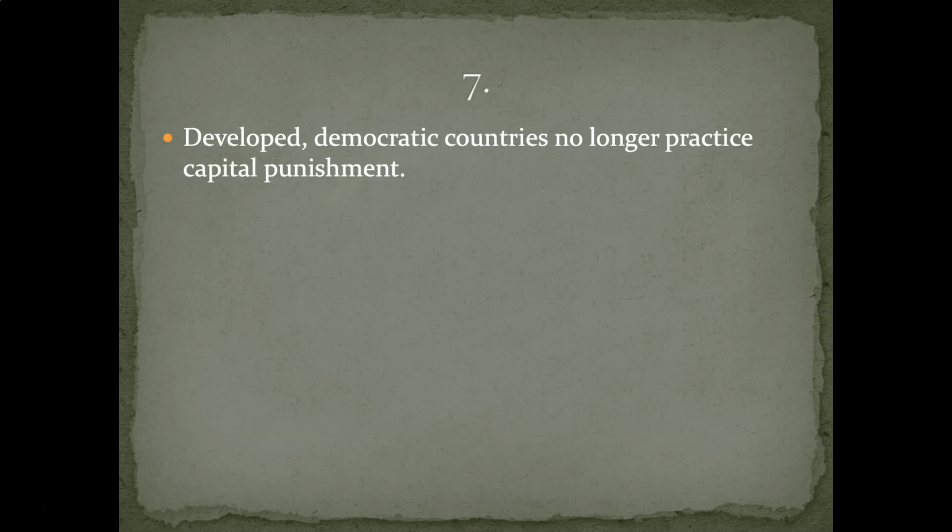All right. Question 7. Developed democratic countries no longer practice capital punishment. So what supports this generalization? Remember, we need developed democratic countries and ones that no longer practice capital punishment. This might be another example that requires a little bit of research. Here's a few examples: Australia, Italy, and Canada.